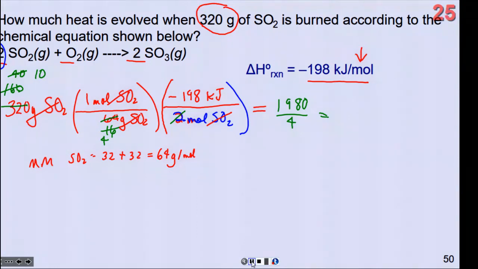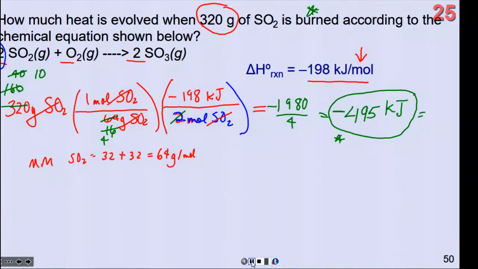And the answer is, I hope you tried it with me, the answer is 495, oh, but don't lose the negative sign, minus 495. What's the units? Kilojoules for this process. It is heat released. Oh yeah, we're burning. So this should be a negative value for the delta, the heat evolved for this process.